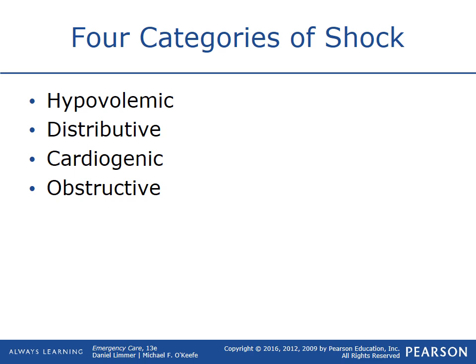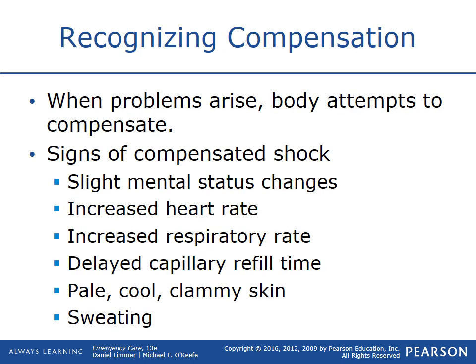Cardiogenic shock is a shock because the heart is not pumping effectively. And an obstructive shock is a shock that's causing the blood not to be able to circulate around the body. It's being obstructed. When problems arise, the body attempts to compensate.